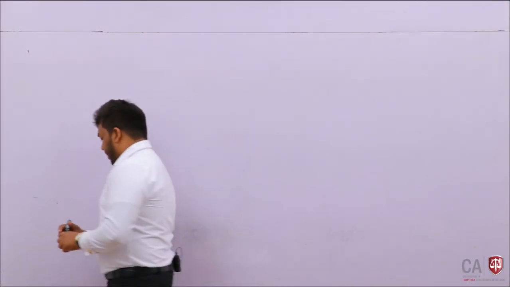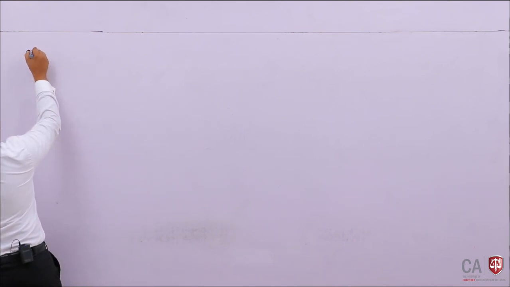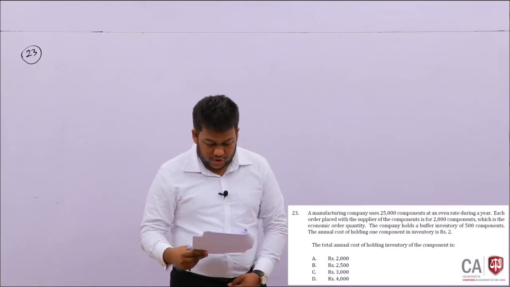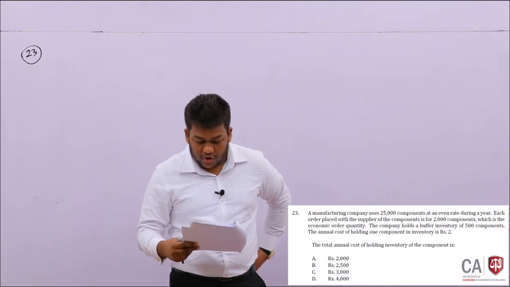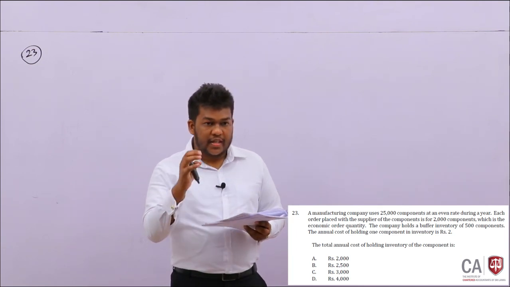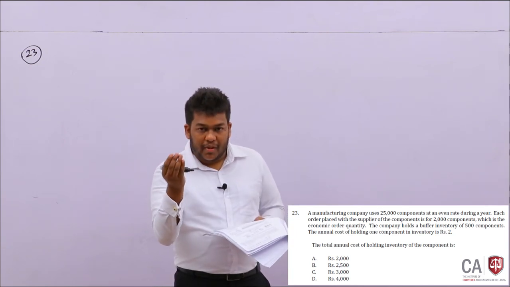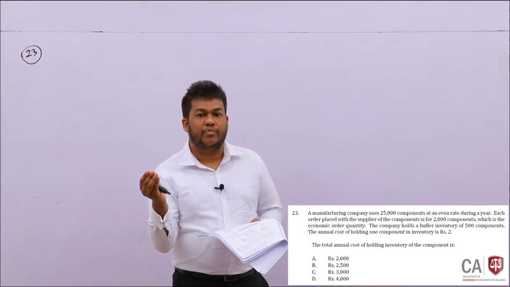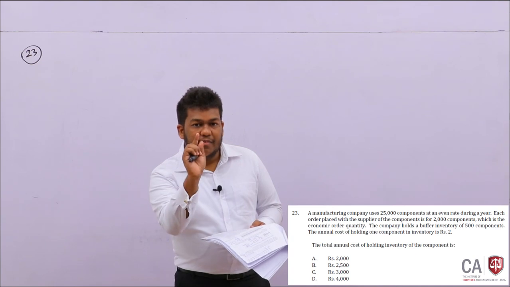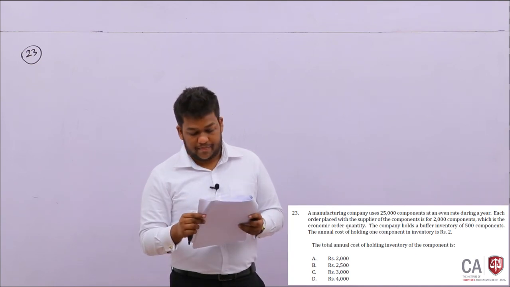So question 23. A manufacturing company uses 25,000 components at an even rate during a year. Even rate means in each month the same units will be consumed. Let's say per year 365 units. So per one day they will be consuming 1 unit.